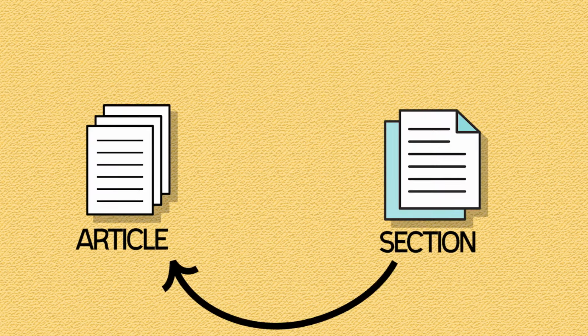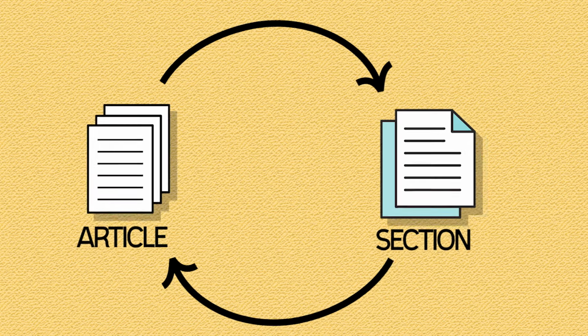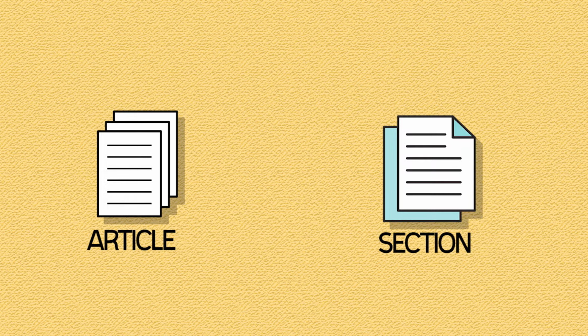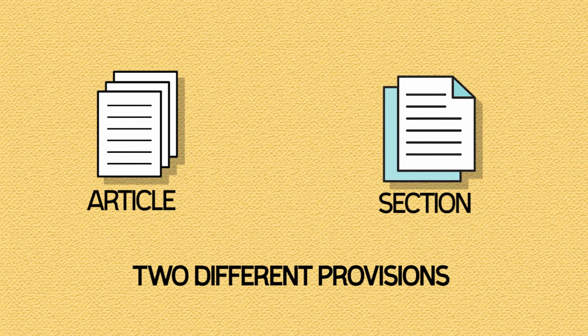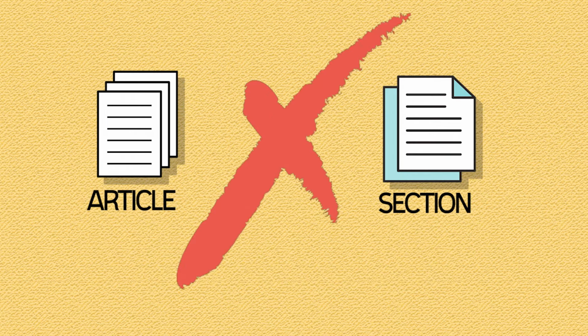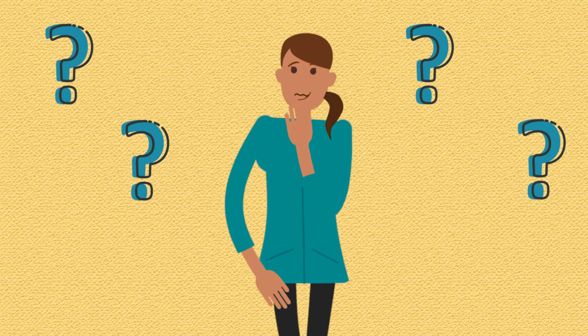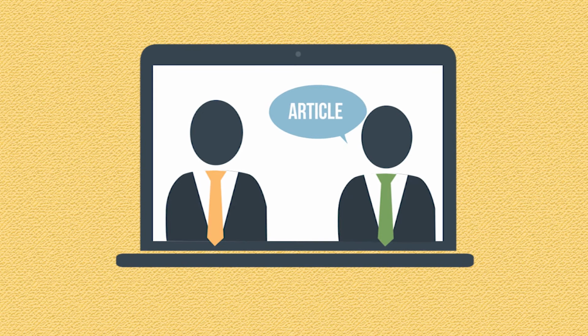People use the words article and section interchangeably, but this is not correct. These are two different words referring to two different provisions, and we cannot use them interchangeably. But there is a lot of confusion around this because the main thing is that the people in the media constantly use these words interchangeably.